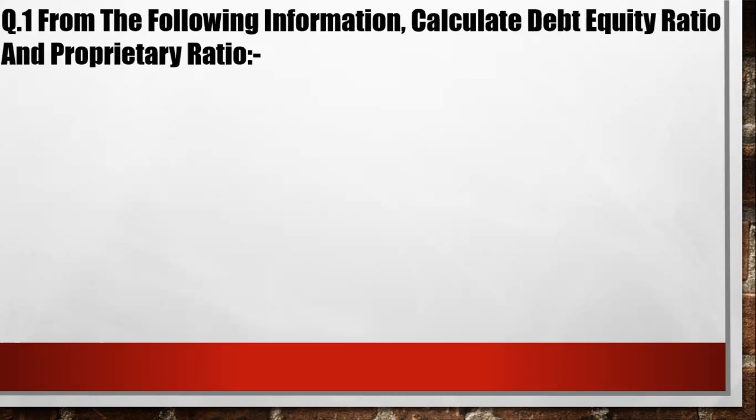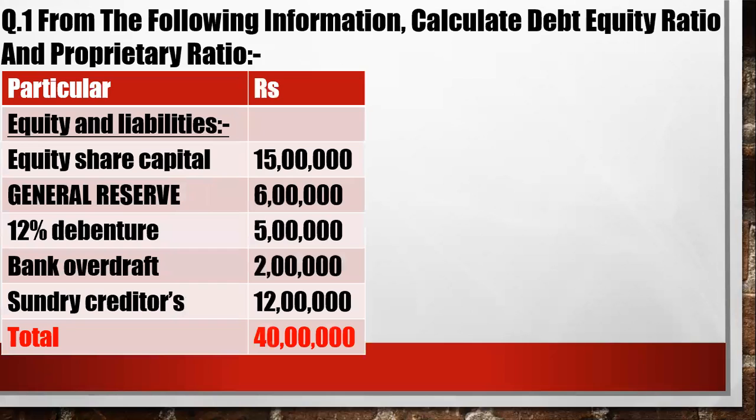So this is the first example. From the following information, calculate the debt equity ratio and proprietary ratio. In this question, you have to calculate two things. That is the debt equity ratio, that is debt upon equity, and the next is the proprietary ratio. Proprietary ratio is shareholders' fund, or you can say the proprietary fund, upon total asset. So this is the question.